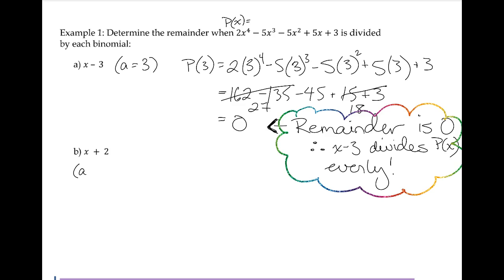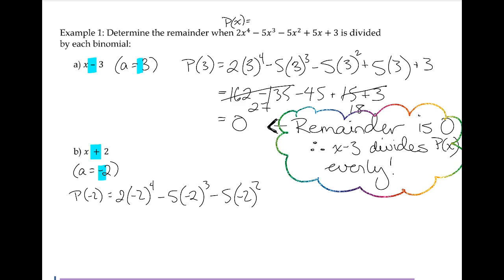We can test it out here. a would be negative 2, again remembering opposite signs always. So then I'm going to plug it in, p of negative 2. It's going to be 2 times negative 2 to the 4, and again, watch out for those transcription errors. So 2 to the 5 is going to be positive 32, negative 8, positive 40, negative 20, 10, plus 3. Plus 10, so 42 plus 3 is 45.